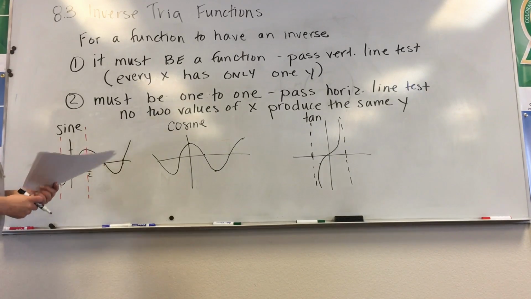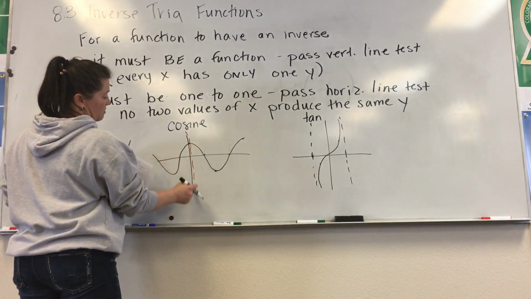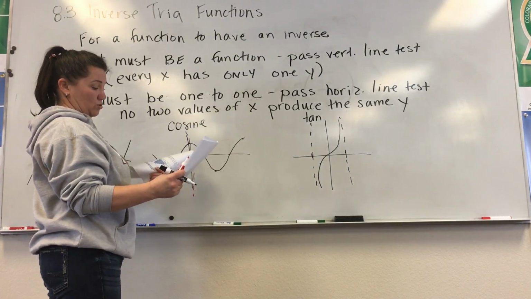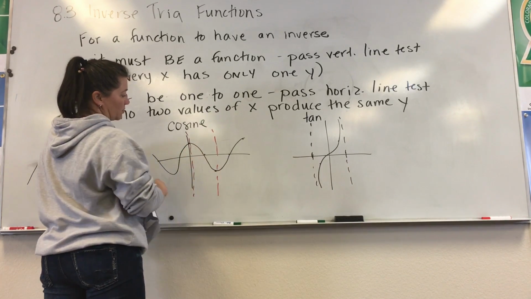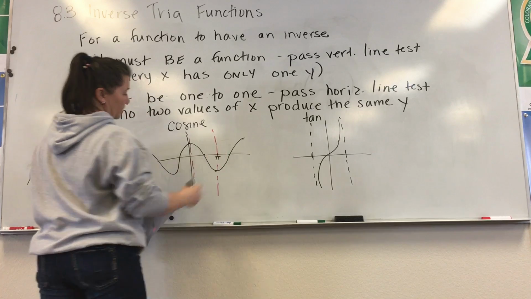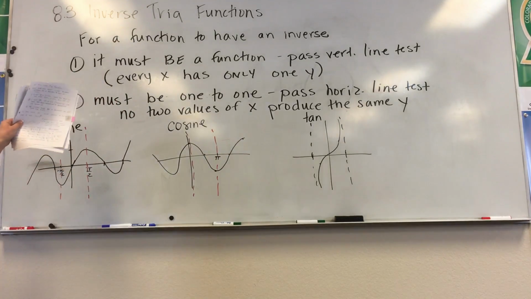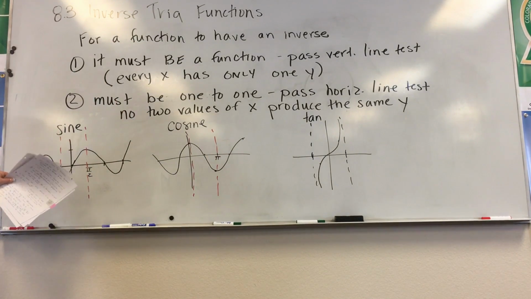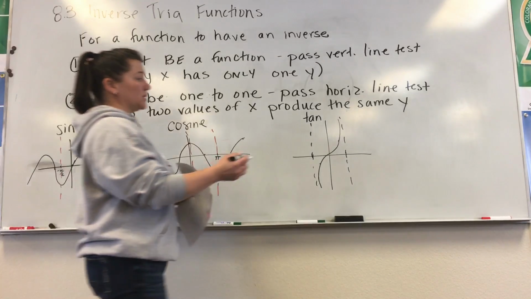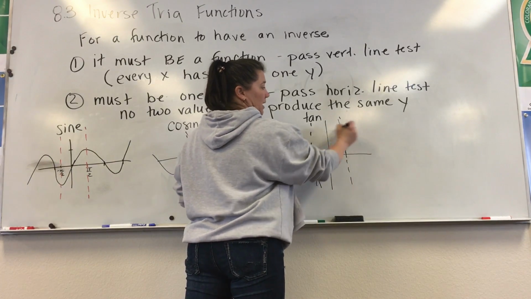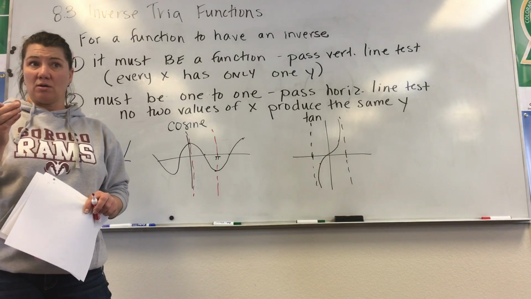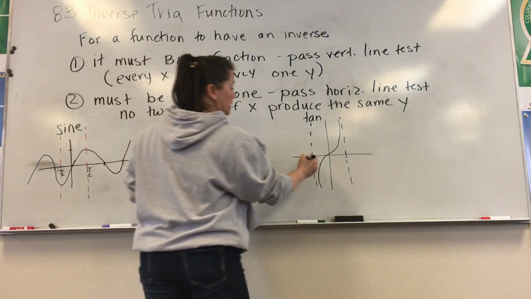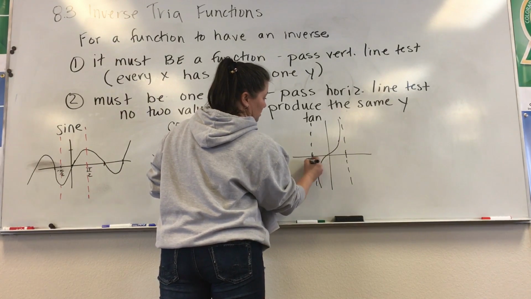Cosine we restrict from 0 to pi, because this is pi right here. So we restrict the domain, and then for tangent, a horizontal line does just fine between these two asymptotes. So we're just going to restrict it between these two asymptotes.